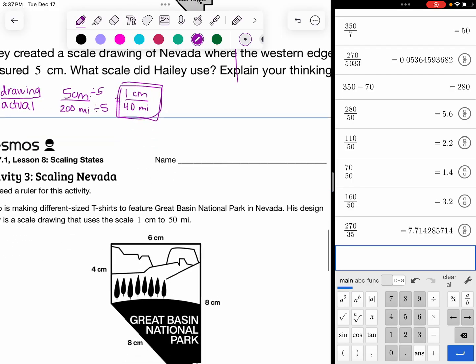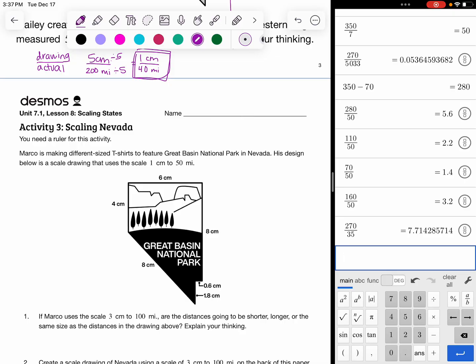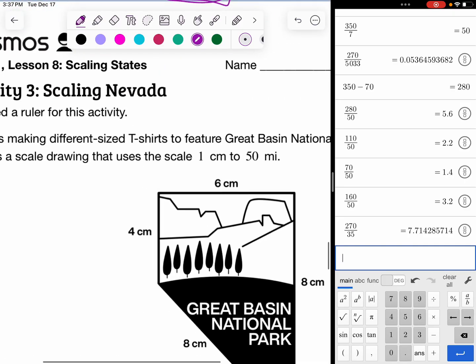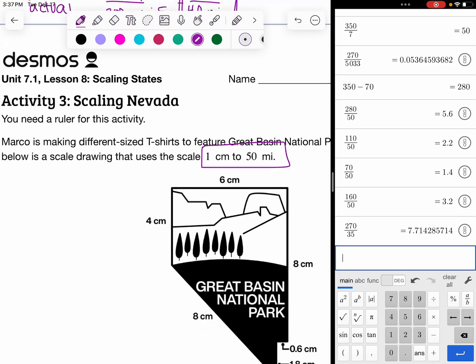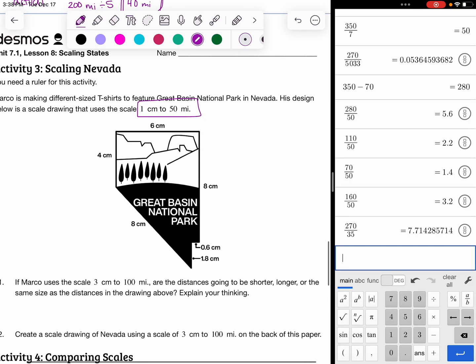All right, moving on, let's take a look at activity 3. Marco is making different size t-shirts to feature Great Basin National Park in Nevada. His design below is a scale drawing that uses the scale 1 centimeter to 50 miles. Number 1 says if Marco uses the scale 3 centimeters to 100 miles, are the distances going to be shorter, longer, or the same size as the distances in the drawing above?